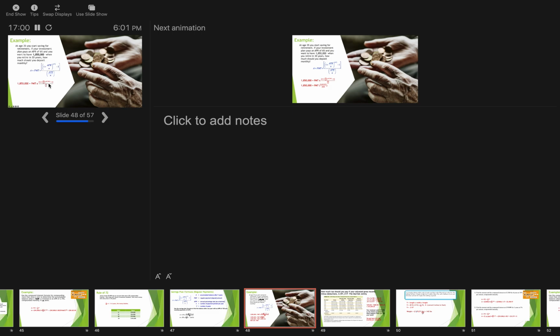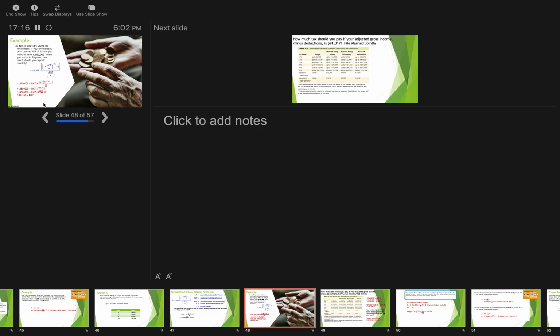Same formula on the right here with everything going into its place when you crunch those numbers. 5.02257 divided by 0.005. That comes out to 1,004.52. I divide that into 1,850,000 and I get $1,841.68 a month.